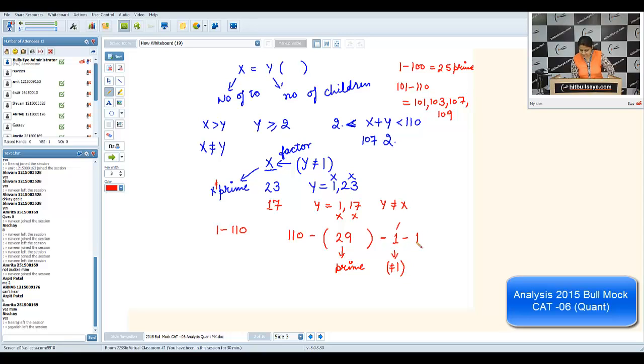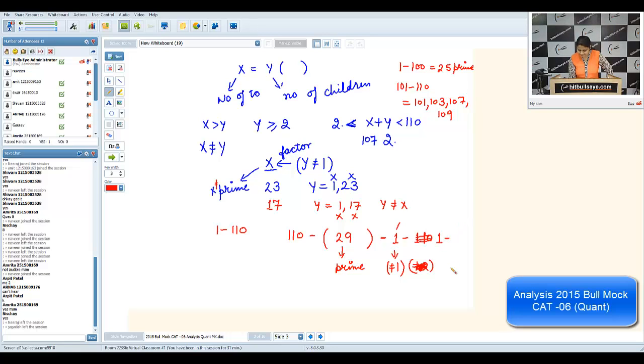We will subtract 2 as well. 2 we have subtracted already. Leave it. We cannot take 110 as well. Why so? Because if I take x is 110, there will be no possible value of y. So corresponding to that, I am subtracting 1.